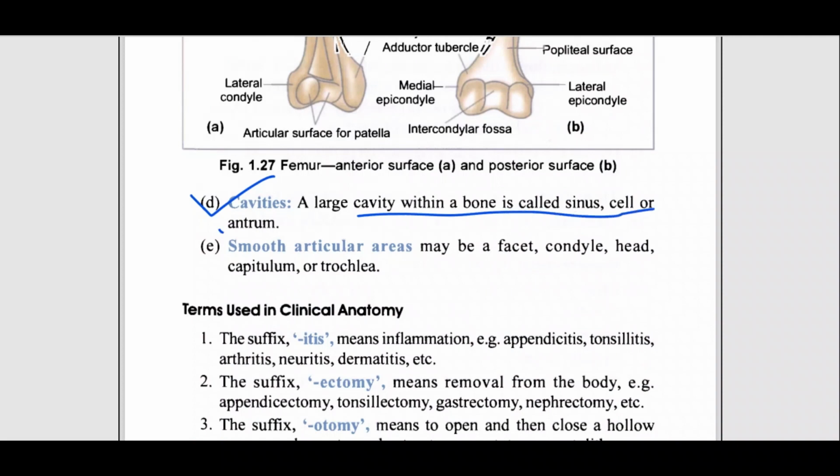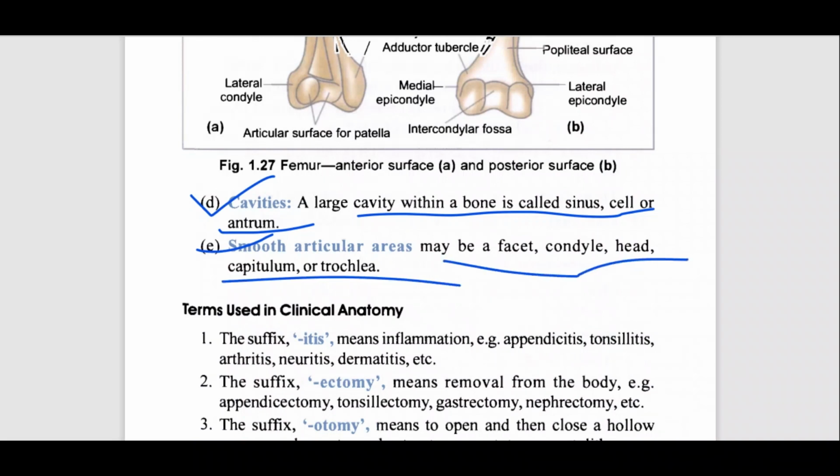Okay, so here it comes, fourth is cavities. A large cavity within a bone is called sinus, cell or antrum. Smooth articular areas may be a facet, condyle, head or capitulum or trochlea.